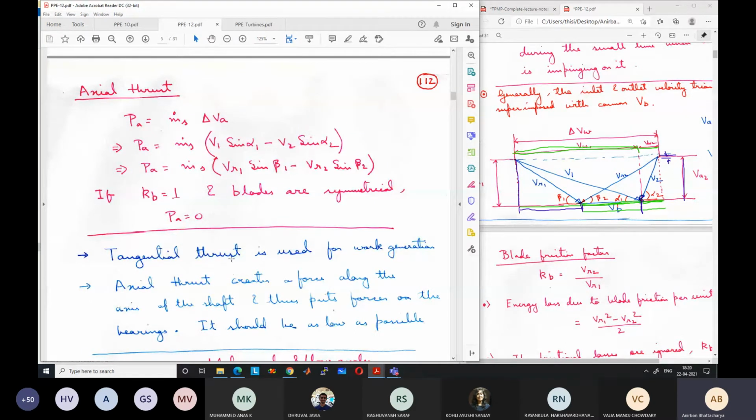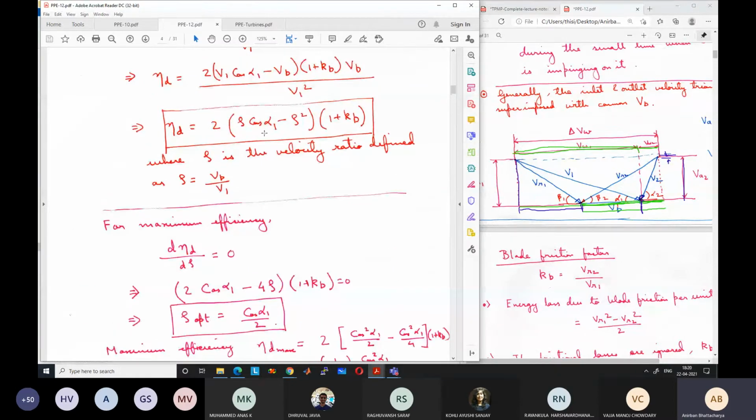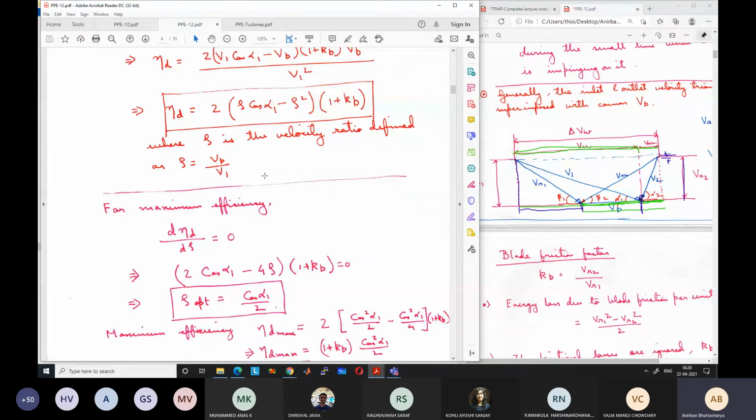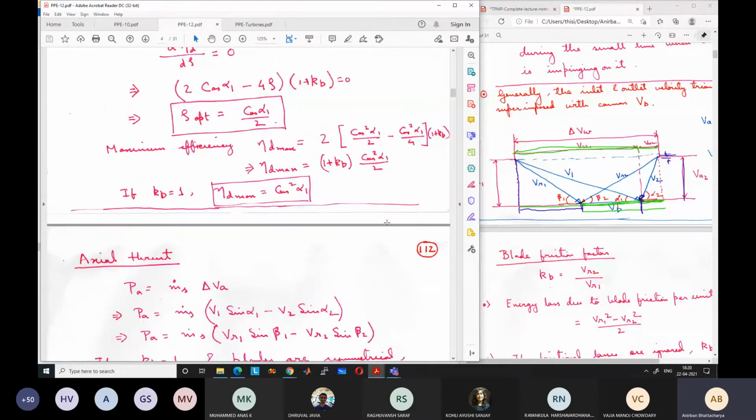Work output by the blades is mass flow rate times the change in the tangential component of velocity. If you are asked to calculate per unit mass, or if nothing is mentioned about mass flow rate, you have to assume that you calculate per unit mass. So per unit mass, the work output is the tangential force, delta VW, times blade velocity VB. So delta VW times VB is the work output per unit mass from a set of blades, from a single rotor. And then you can calculate the efficiency by dividing by the inlet kinetic energy, V1 squared by 2, which will give you the efficiency.